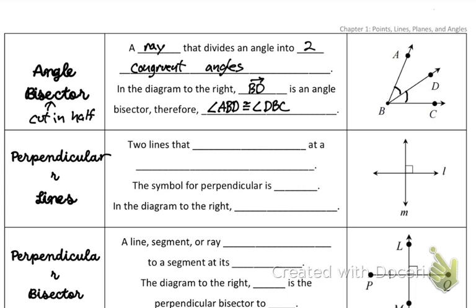So when you see the word perpendicular, you need to start thinking of 90 degrees. 90 degrees is what we need to think when we say perpendicular. So perpendicular lines are going to be two lines that intersect at a right angle, or they create 90 degrees. There'll be two lines that intersect at a right angle.